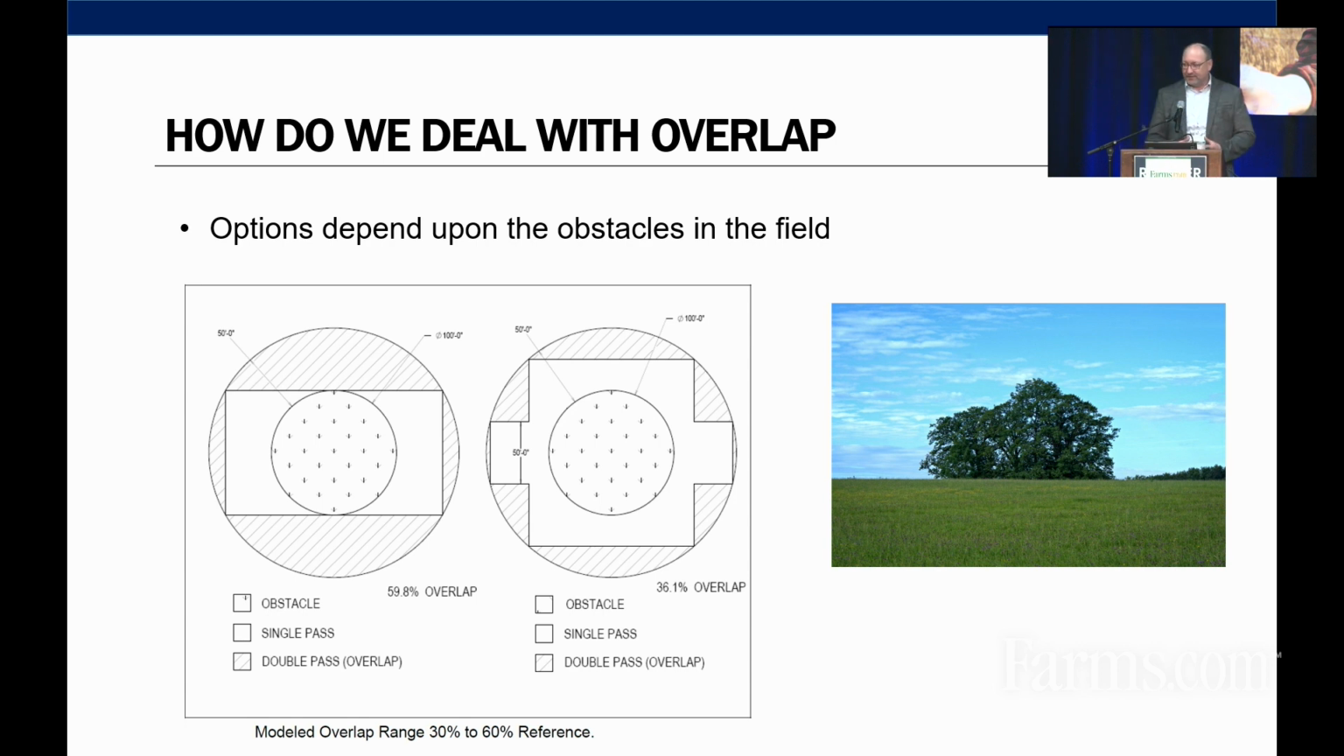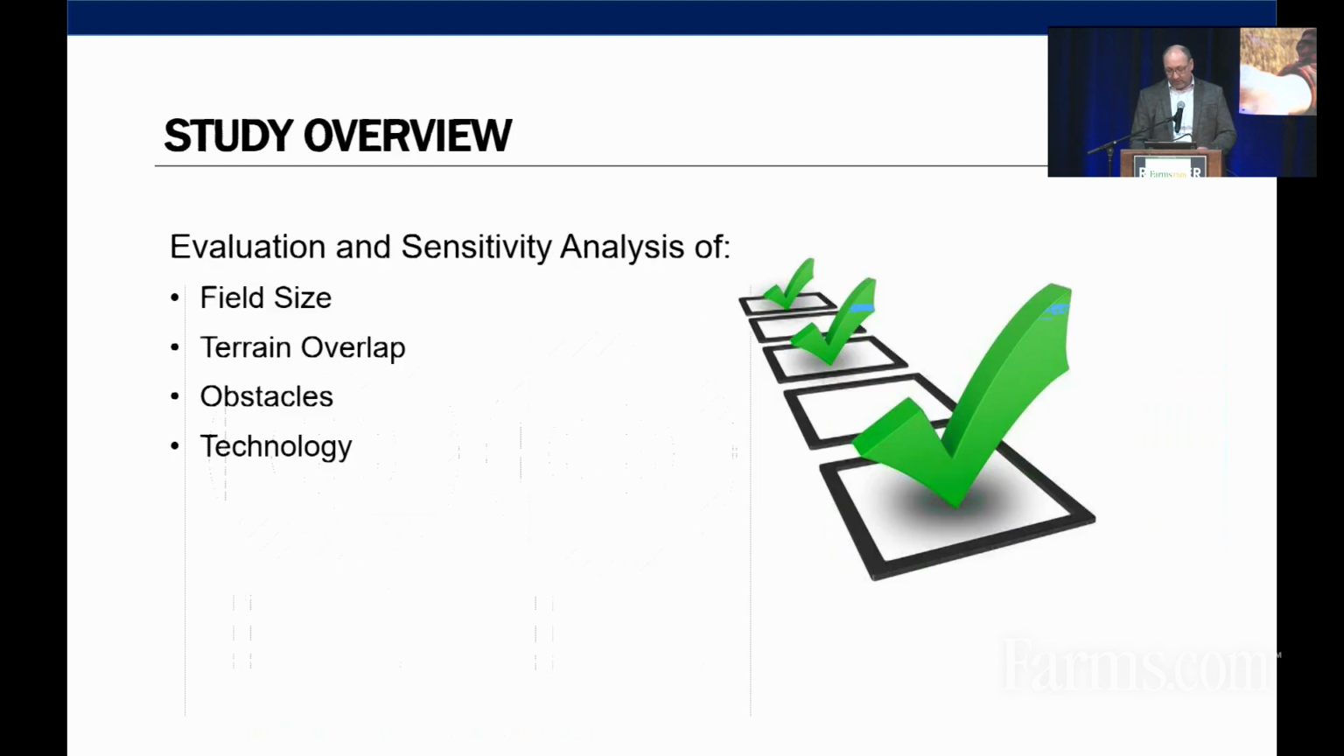Now, how do you deal with the overlap? Well, there are a couple of things that come into play. It really depends on the obstacles in the field, and those are some of the situations you have to account for, whether it's an obstacle that's evenly shaped, round, or if you get into an oblong or different kind of shape. And there's a sensitivity analysis that goes with that. We wanted to evaluate these different variables for overlap efficiency: field size, terrain overlap, obstacles, and the technologies that can go with that.